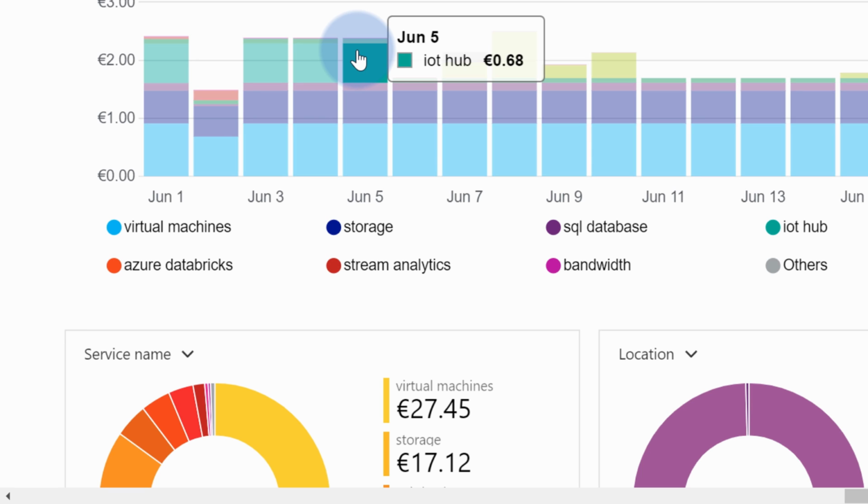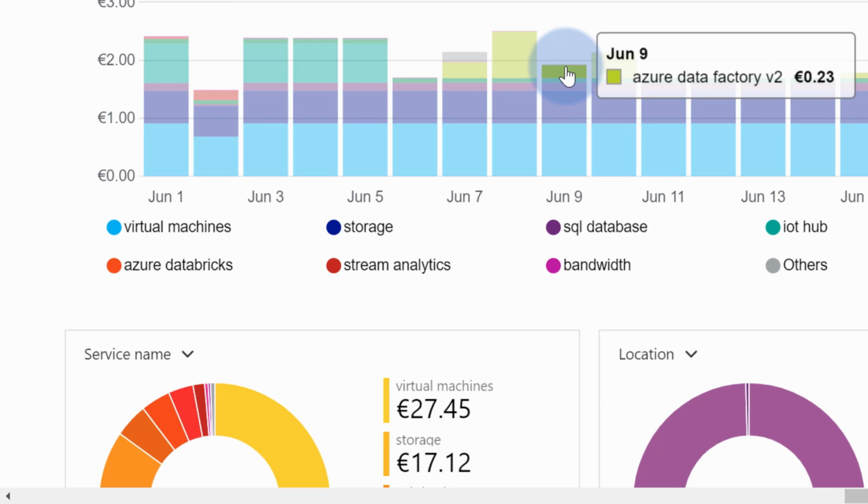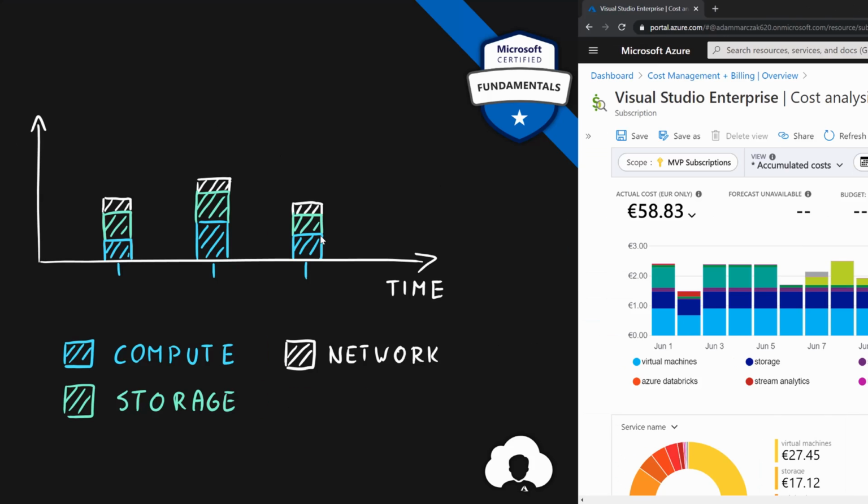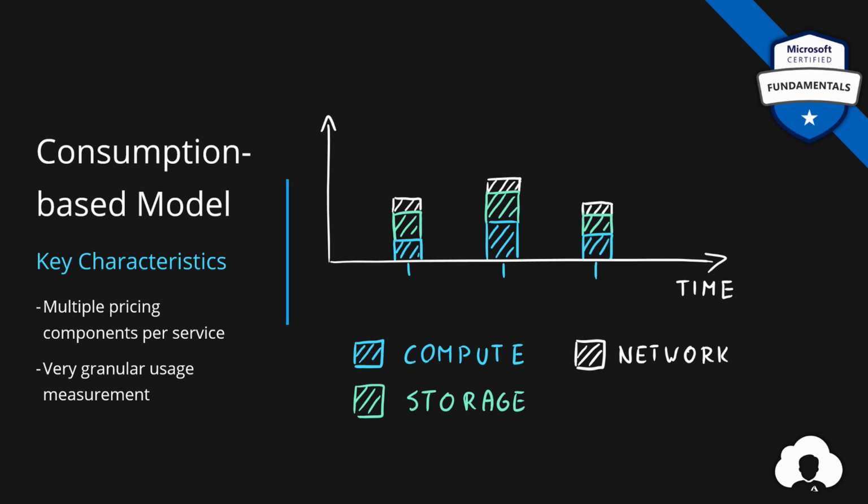It's as simple as that. Whenever I'm using my services, I'm paying based on my consumption. And if I use my data factory less on some day, I simply paid less. And that's pretty much it. Consumption-based model simply means paying for what you're using.